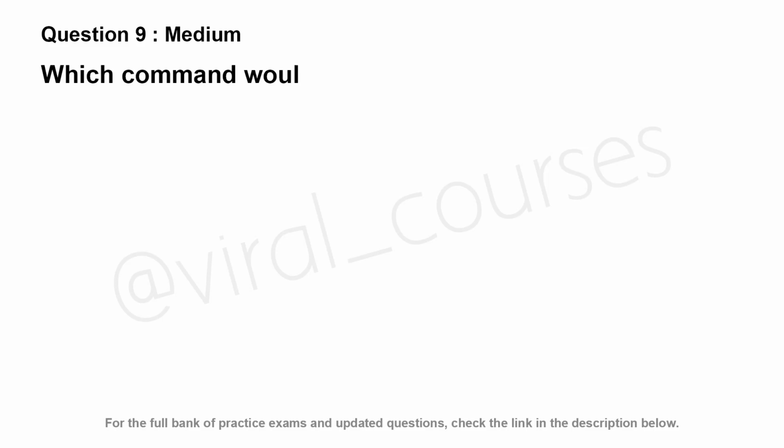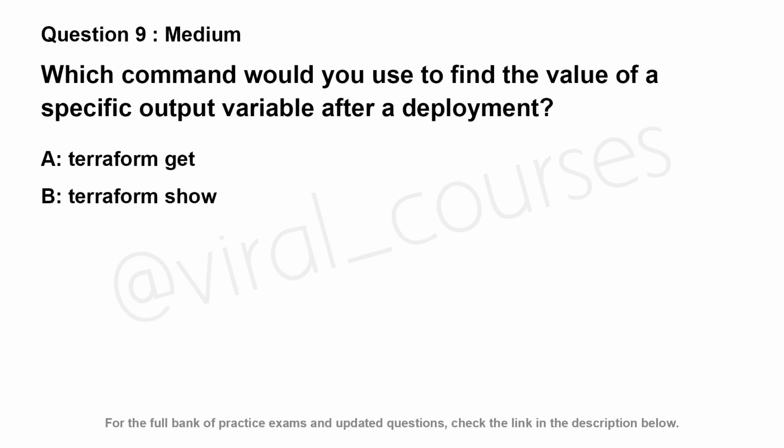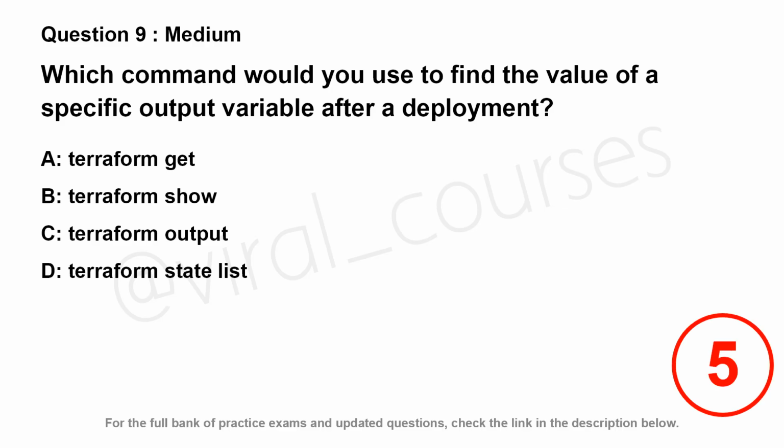Which command would you use to find the value of a specific output variable after a deployment? Option A. Terraform get. Option B. Terraform show. Option C. Terraform output. Option D. Terraform state list.